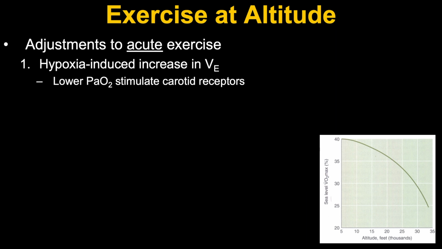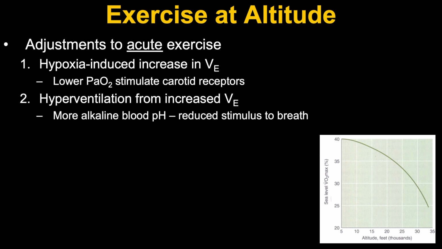We're going to get an increase in minute ventilation because of the hypoxia that occurs at high altitude. The lower arterial pressure of oxygen is going to stimulate the carotid receptors. This is going to increase minute ventilation, which results in hyperventilation. As you recall, the more that we breathe, the more alkaline the blood pH is going to become. That's going to reduce the stimulus to breathe.